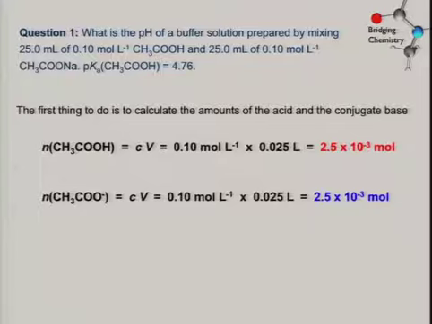Okay, so if we've got those two amounts, we've got that?